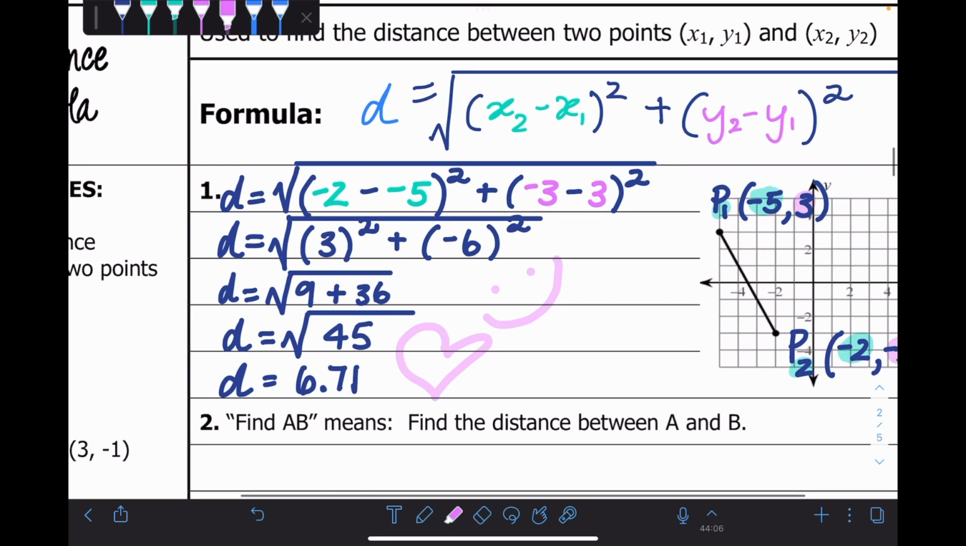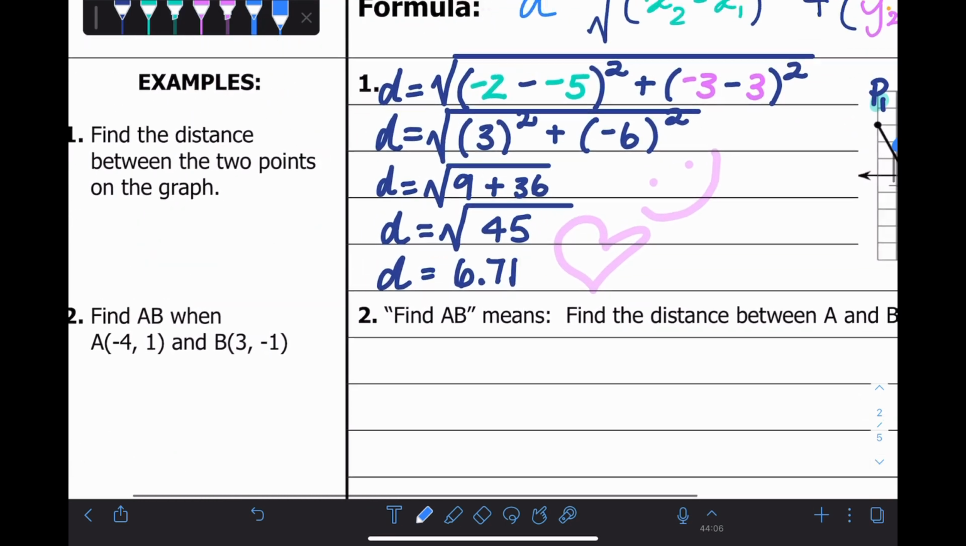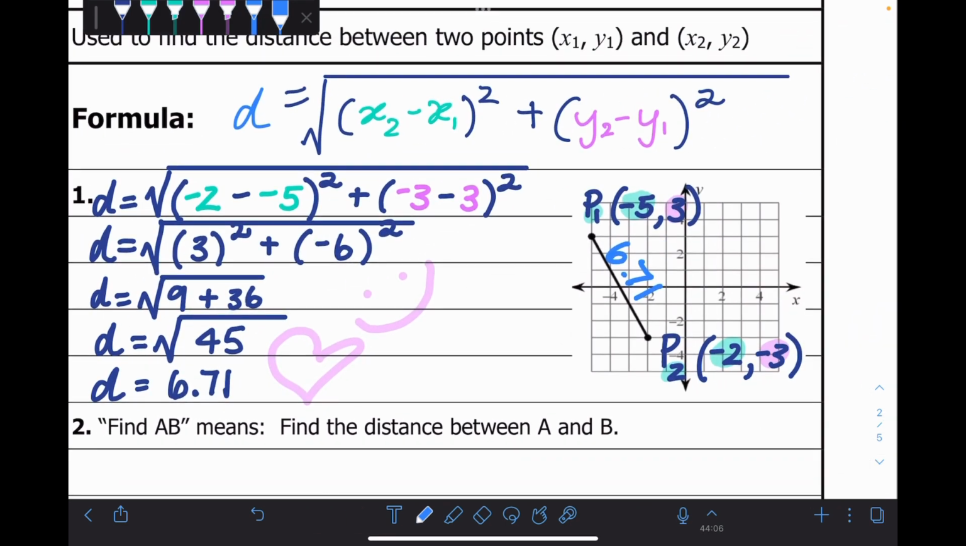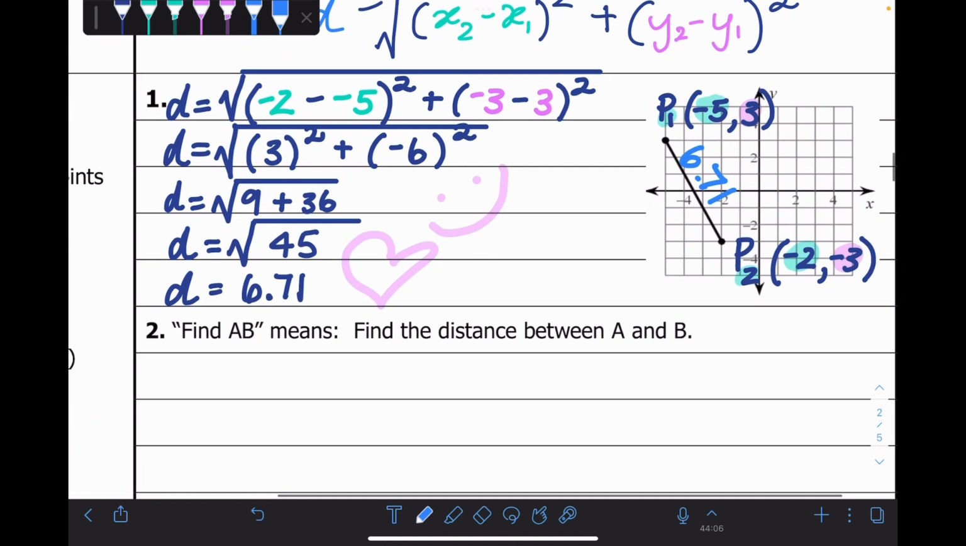Alright. So what that tells me is that the distance between here and here is equal to 6.71 units. That might be meters or inches or millimeters. Who knows, really? Alright, that's what we do if we have a graph and we need to find it.